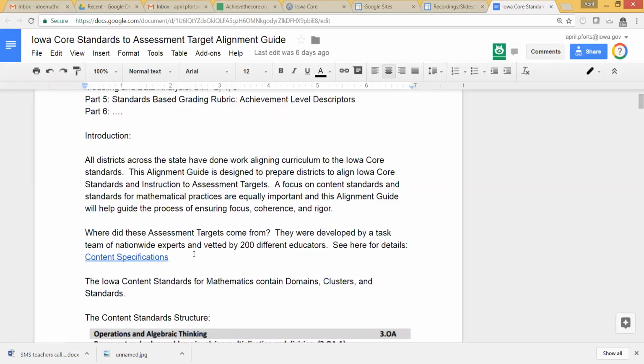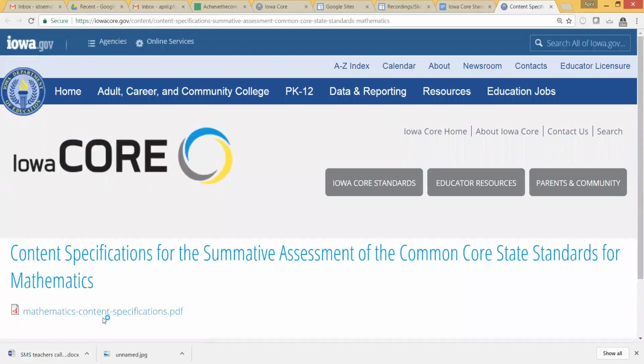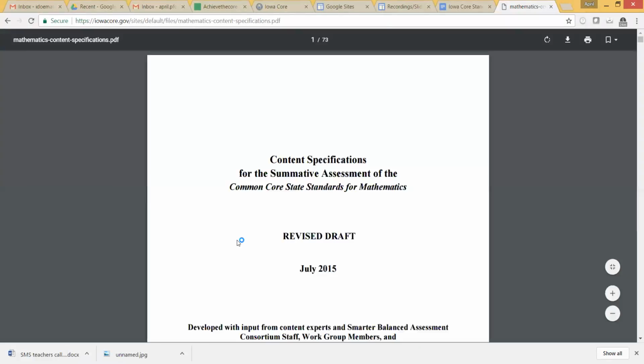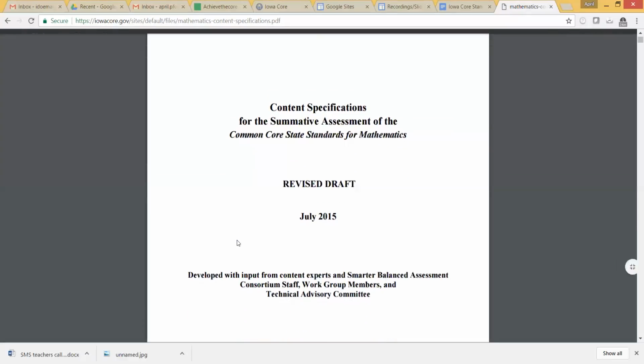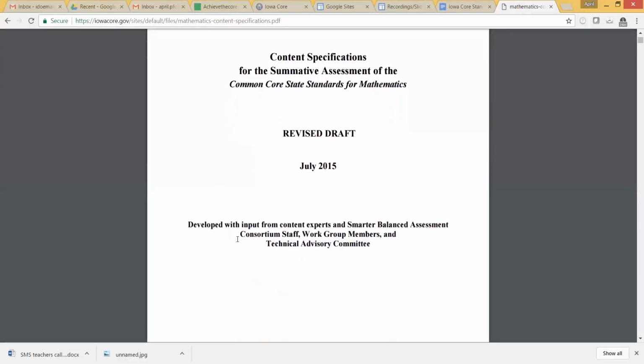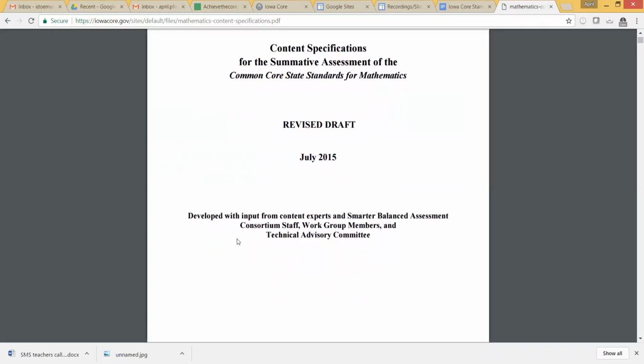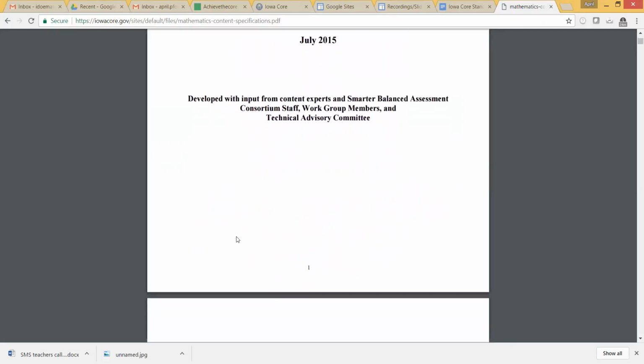A little bit of background: because of all the different assessments out there and all the different claims that many resources make to being aligned to the standards, I wanted to explain where these assessment targets came from. These were developed by a task team of national experts and vetted by 200 different educators and organizations. You can see those details here under the content specifications. If you open this document up, which is also on our Iowa Core website, you can see that this work was done around the state standards, and it was consortium work and also a technical advisory committee.